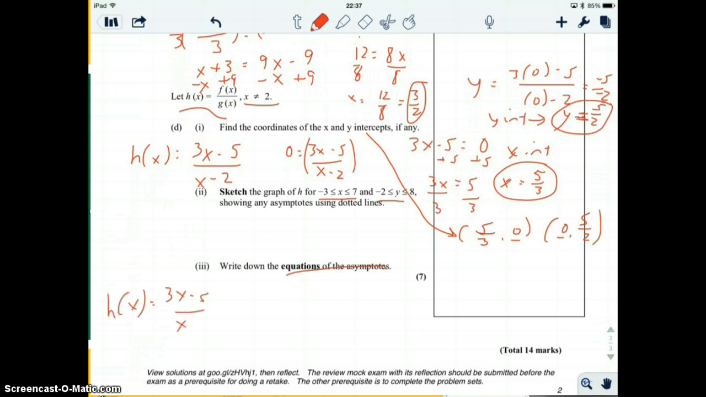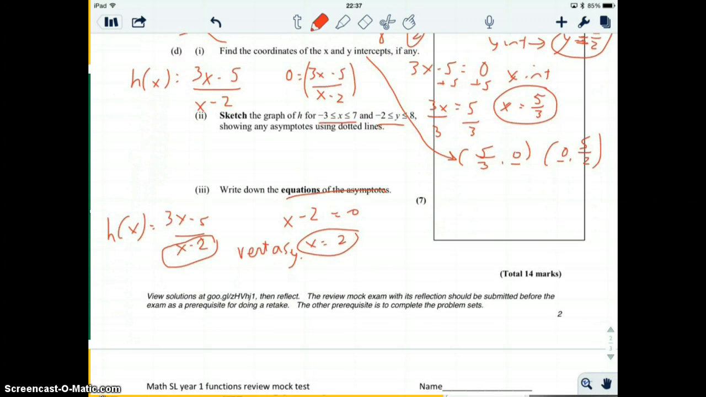remember that to find the vertical asymptote, you just figure out when there is an illegal value, which would be when do you get 0 in the denominator? Well, you get 0 in the denominator when x equals 2. Okay? So x equals 2 is the vertical asymptote. Okay? And what about the horizontal asymptote? How do you get that?